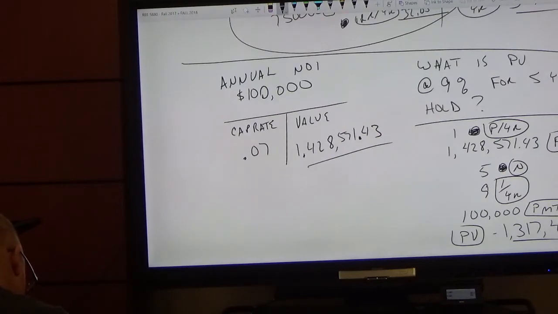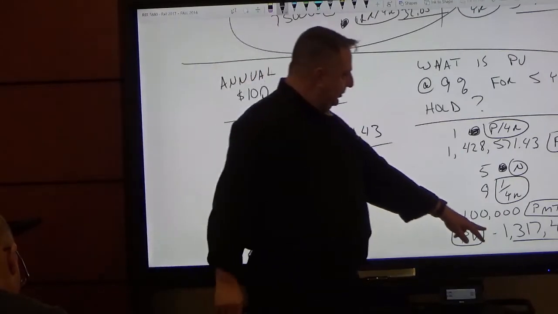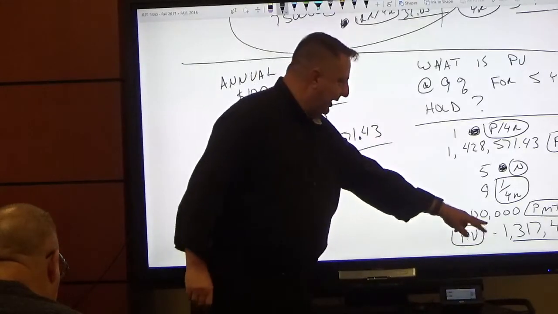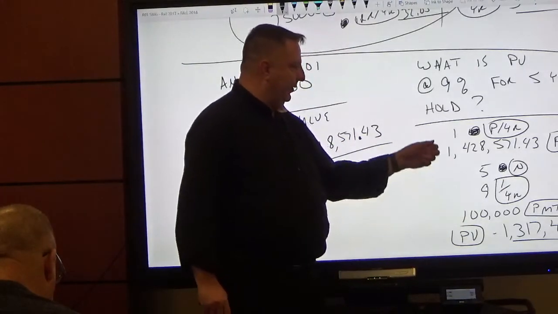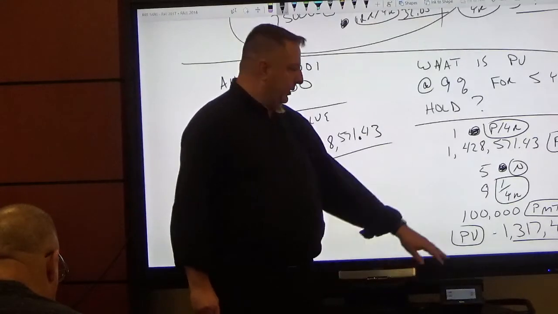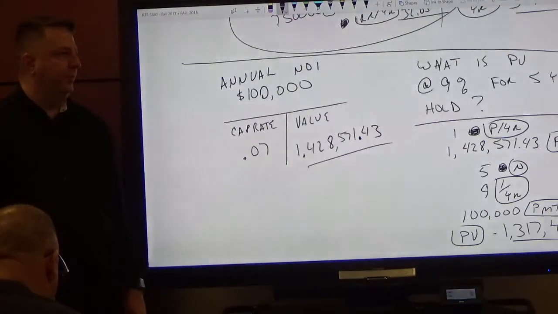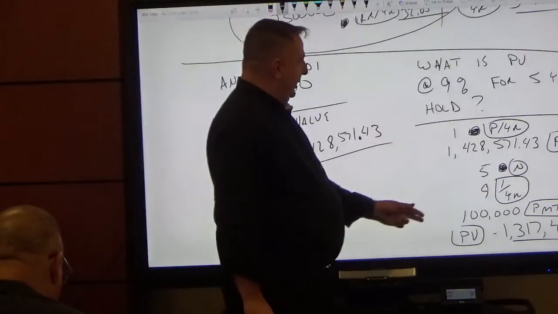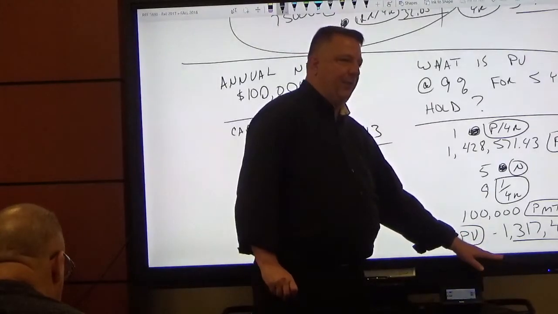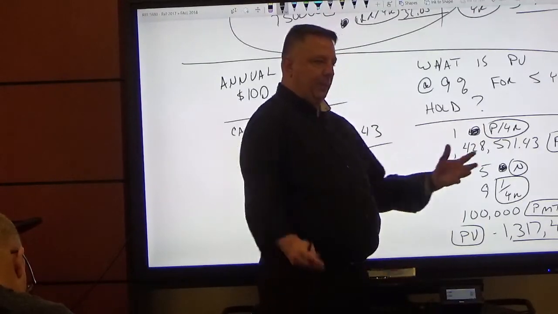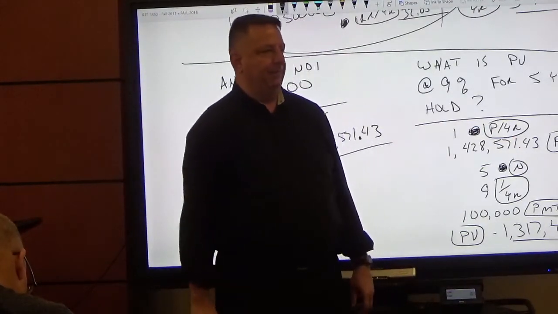Is there a plus or minus? From your perspective, you are buying it now, so you're spending the 1,317,000 today in order to get the cash inflows of the 100,000 and the 1.4 million. So yes, the present value is a negative number. The 100,000 is not a negative because it's money you're receiving. Cash outflow is 1.3 million. Cash inflow, 100,000 and 1.4 million, because those are both income to you once you bought the property.